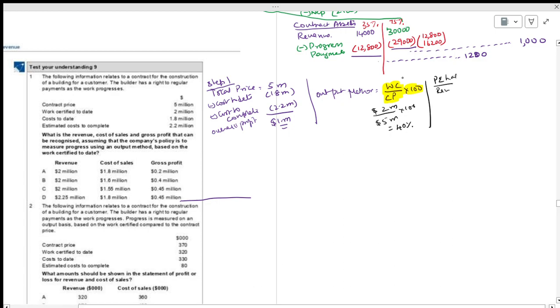Now, the profit and loss account. Revenue is contract price times progress. The contract price is 5 million, times 40%, which is 2 million.